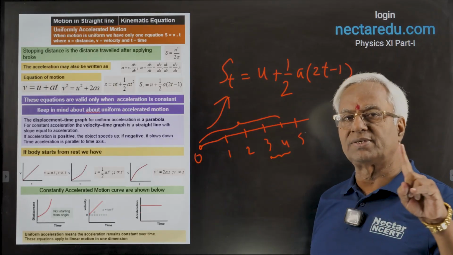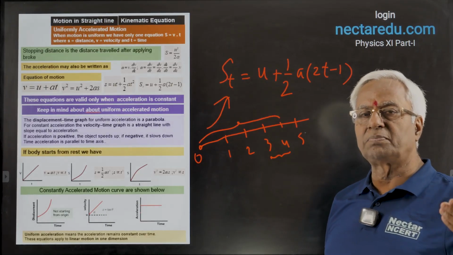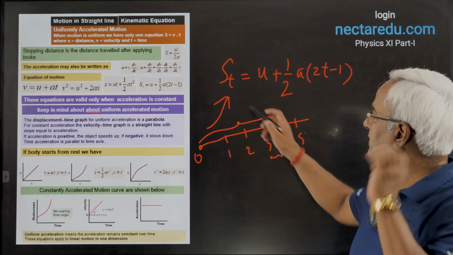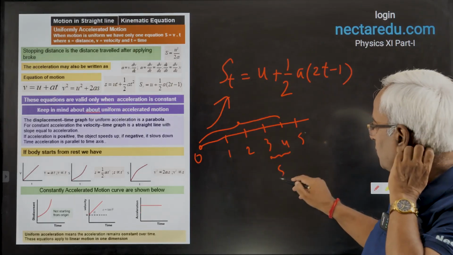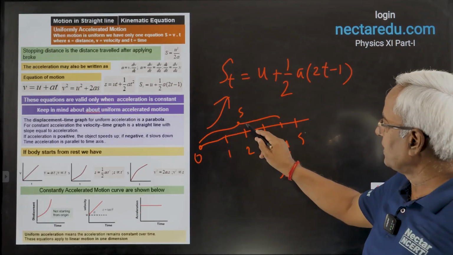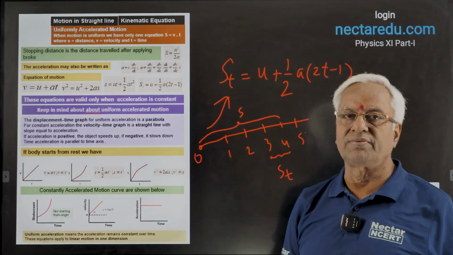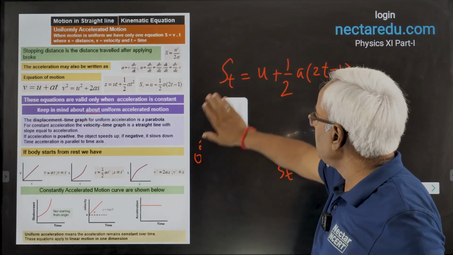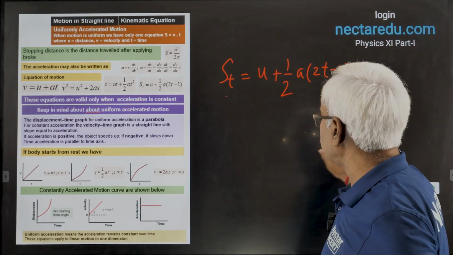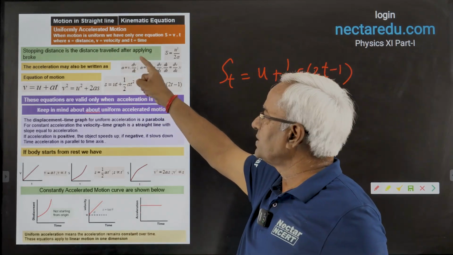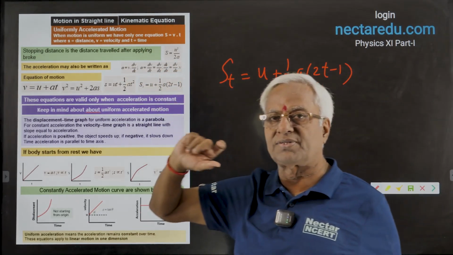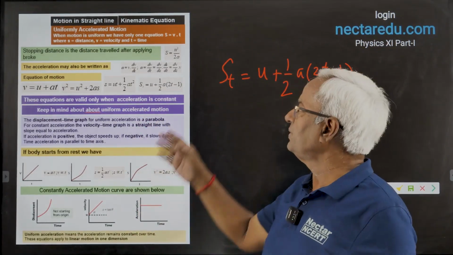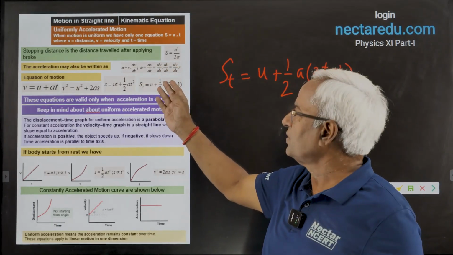So when somebody says distance traveled in t seconds, that's represented by s. And distance traveled in tth second, that will be represented by s_t. This would be s_t, whereas this will be given by s. This is the basic difference between s and s_t. Before we proceed, we must revise this condition again, that while using these equations, we should make sure whether the acceleration is constant or not. Acceleration is constant, only then you can use these equations.